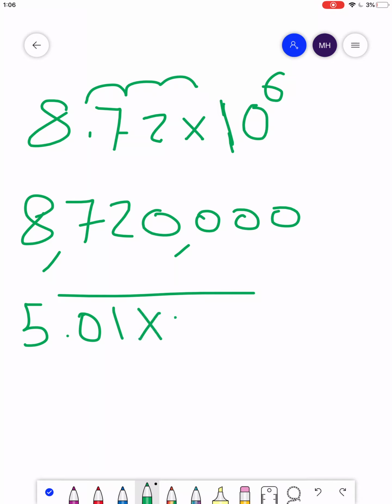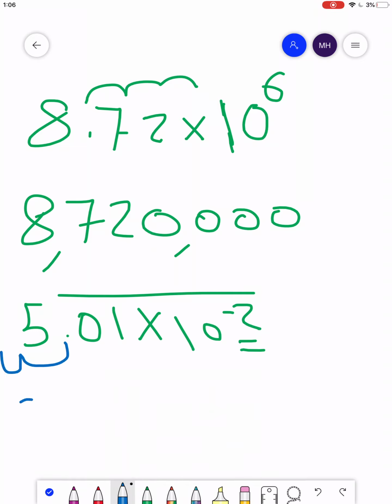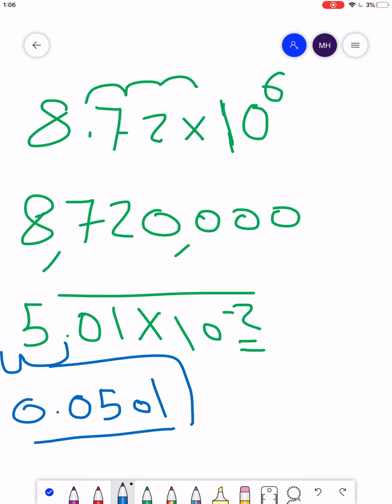More examples. 5.01 multiply 10 power negative 2. The power is negative, so I move the point to the left. I move twice. 1, 2. It becomes 0.0501. Another example. Let me discuss now another point.